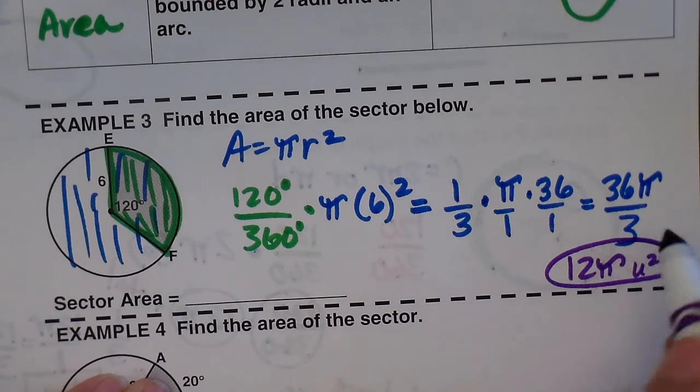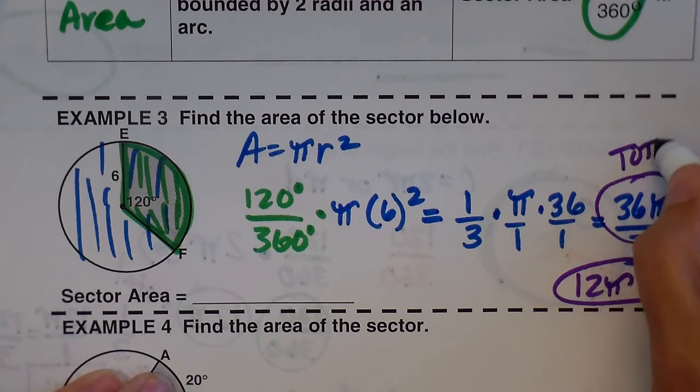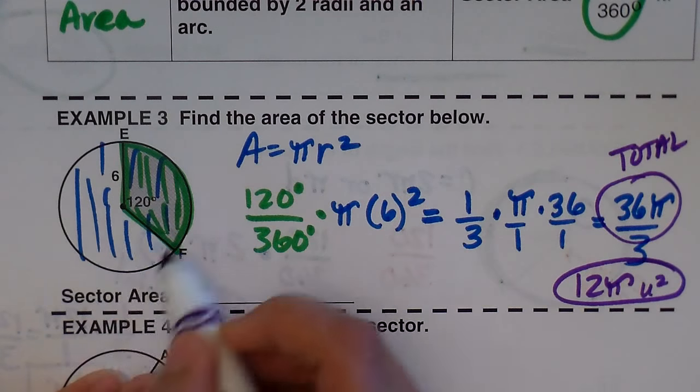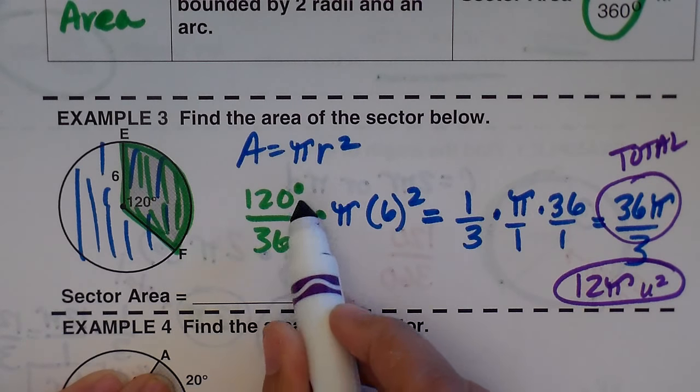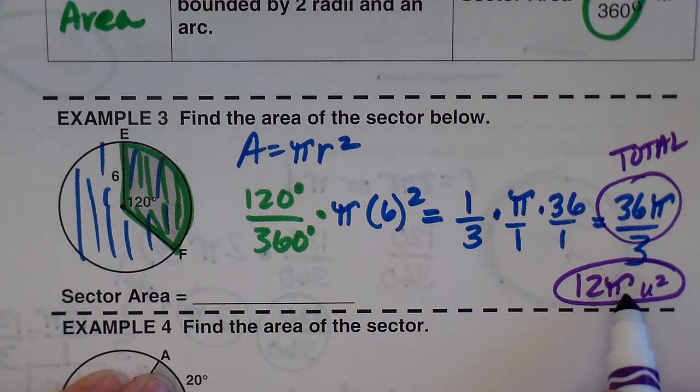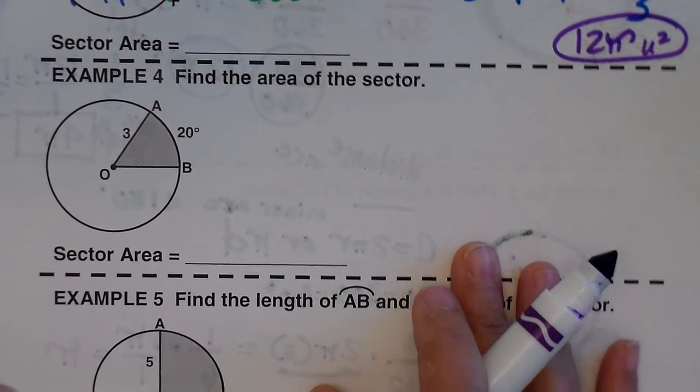So the entire circle, the total circle, was 36 pi square units, the whole thing. But I only wanted 1/3 of that, 120 out of 360. So 1/3 of that is 12 pi units squared. So that's how you do a sector. So let's look at the next one.